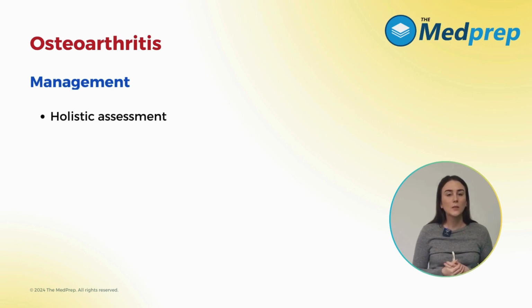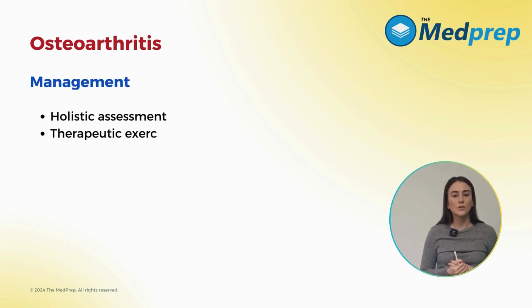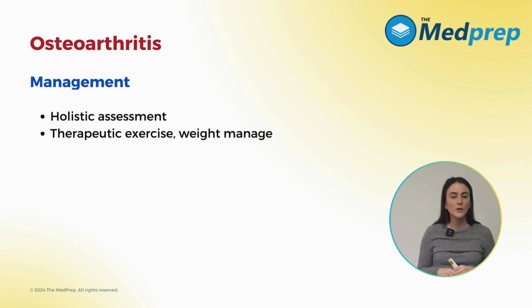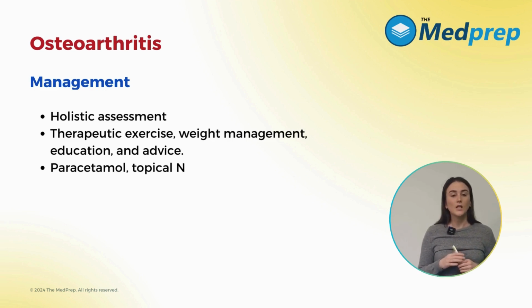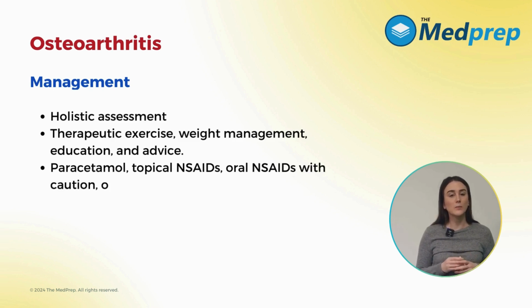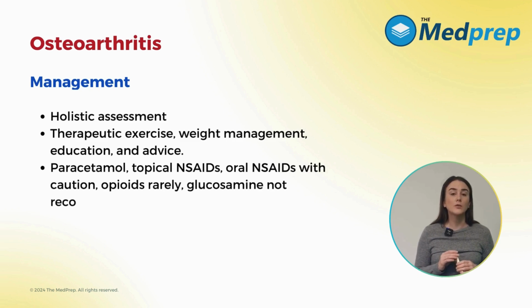Management. So there's a holistic approach to management, considering function, quality of life, mood, and relationships. Core treatments involve therapeutic exercise, weight management, education and advice, and drug treatments such as paracetamol, topical NSAIDs, oral NSAIDs, which may be used with caution, particularly in elderly. Opiates may rarely be used.